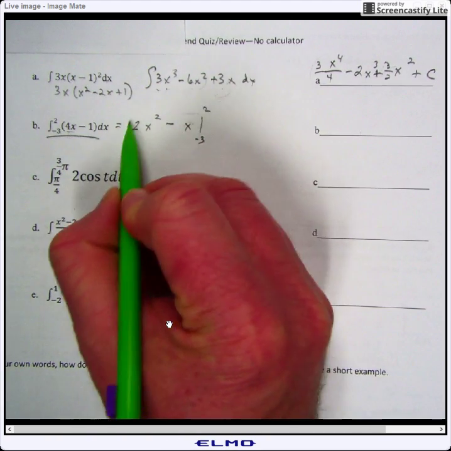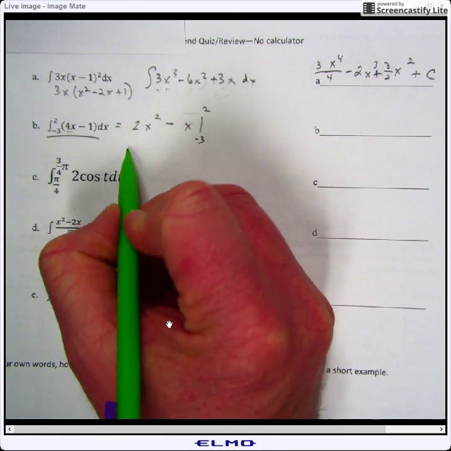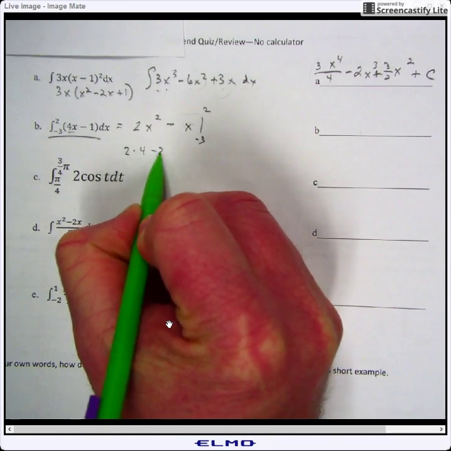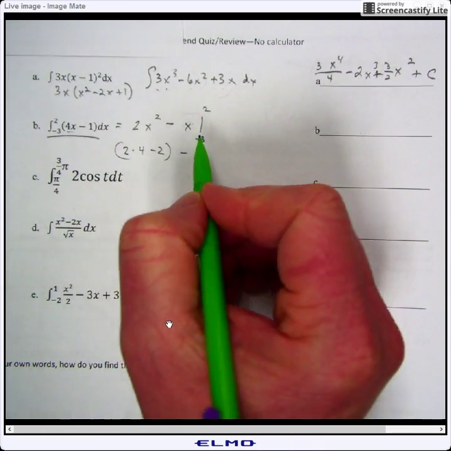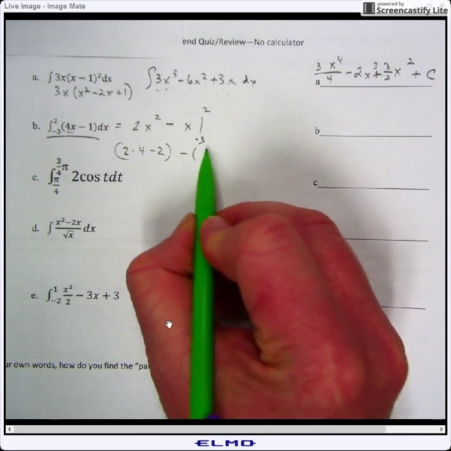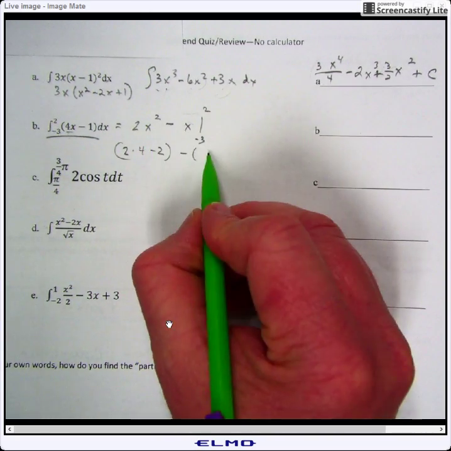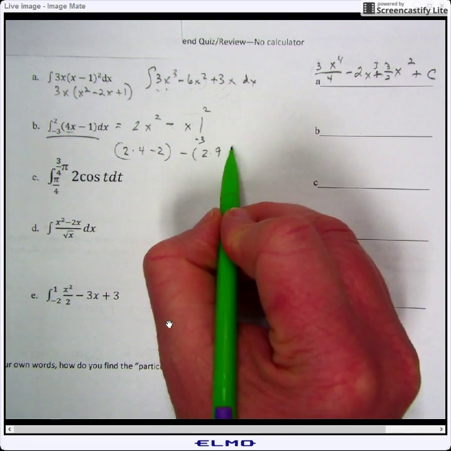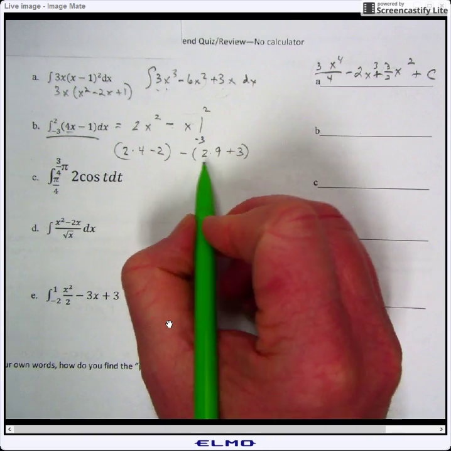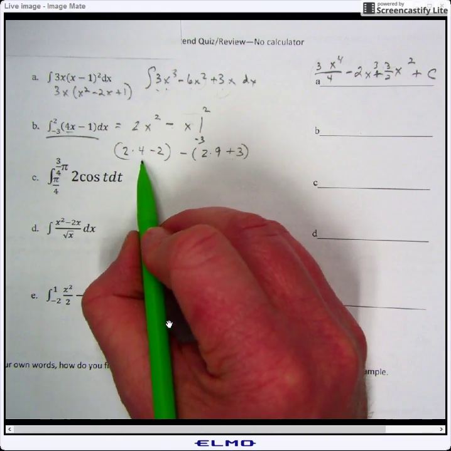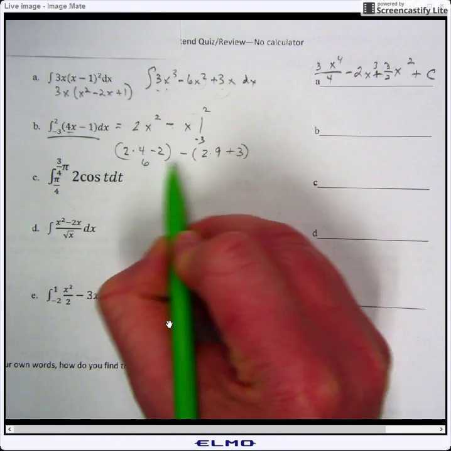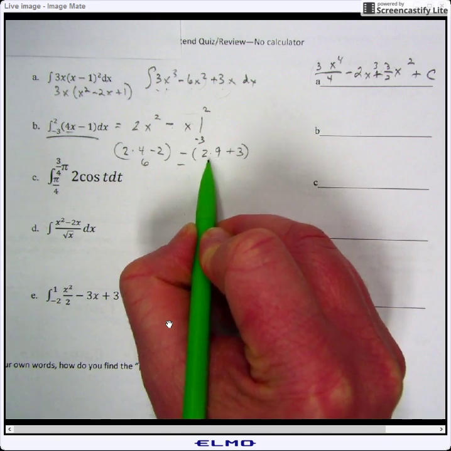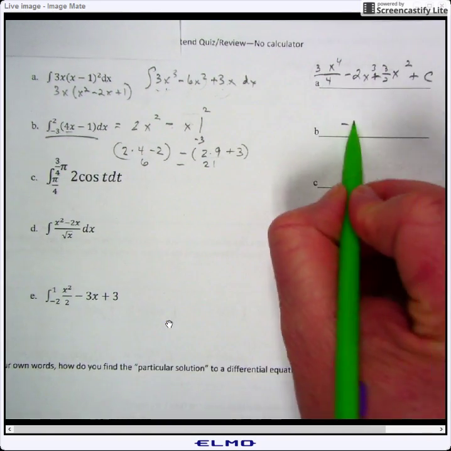So I'm going to plug in 2 first. So I have 2 times 4 minus 2. That's my first quantity. Minus 2 times 9 minus -3 would be plus 3. So we have, the more you can simplify here, the better off. 8 minus 2 is 6. 18 plus 3 is 21. 6 minus 21 is -15.